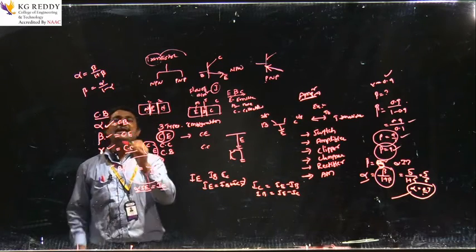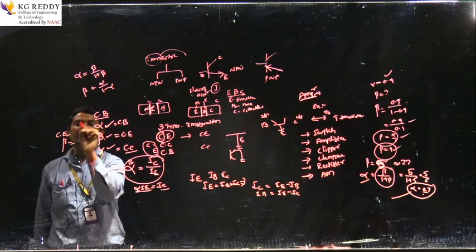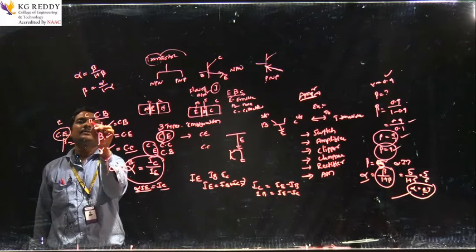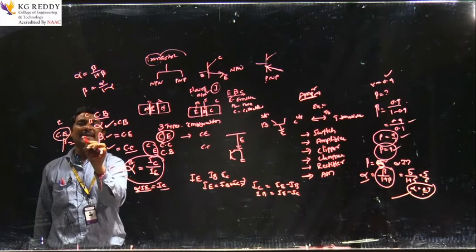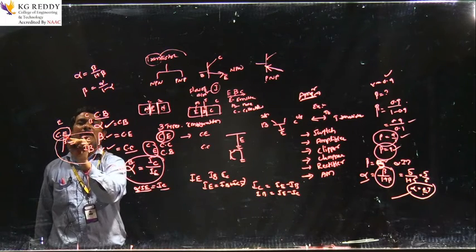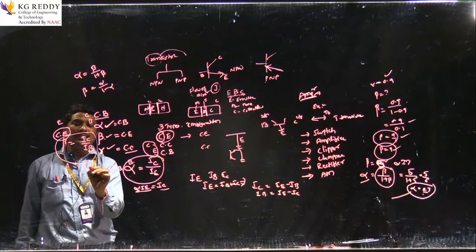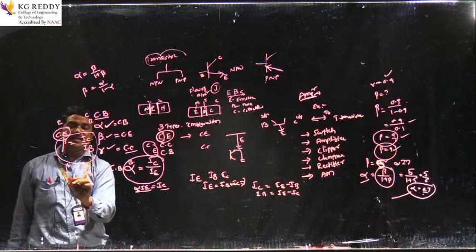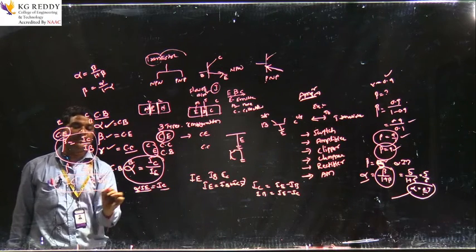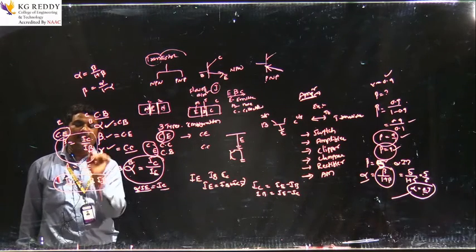If you want, take beta equal to common emitter. Beta equal to common emitter. Emitter comes into the picture, and now look, collector and base are here. Beta equal to IC by IB. This is the relationship for beta in terms of collector current and base current. Beta equal to IC by IB, and in this equation, IC equal to beta into IB. This is the relationship between beta, base current and collector current.